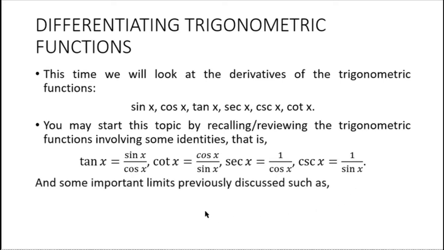And some important limits previously discussed, such as our special limits, like the limit of sine x over x where x approaches 0 is equal to 1, and the limit of cosine x minus 1 over x where x approaches 0 is equal to 0.